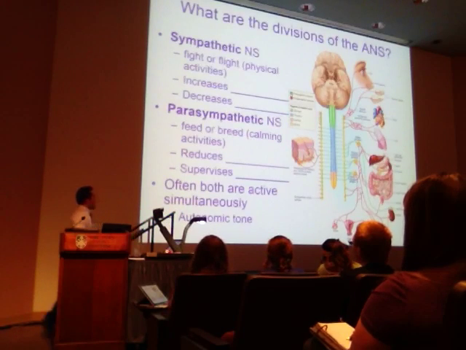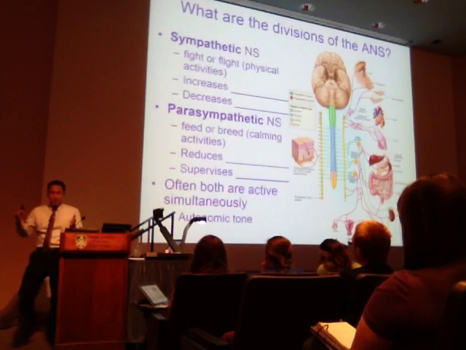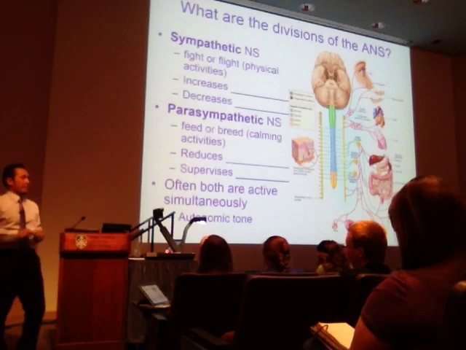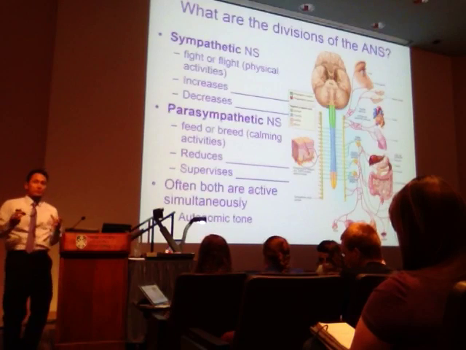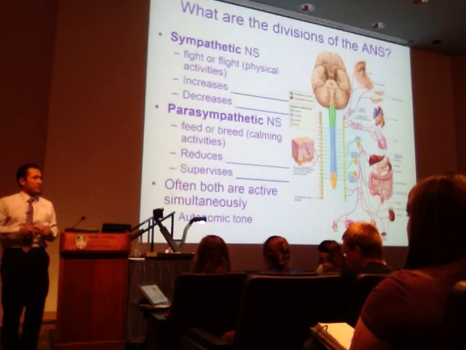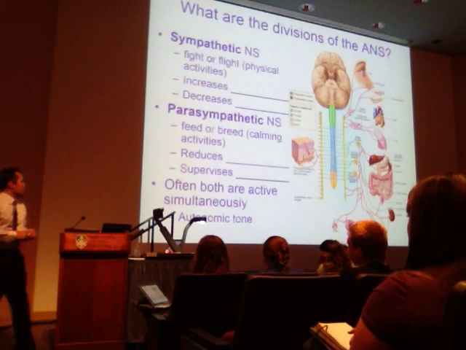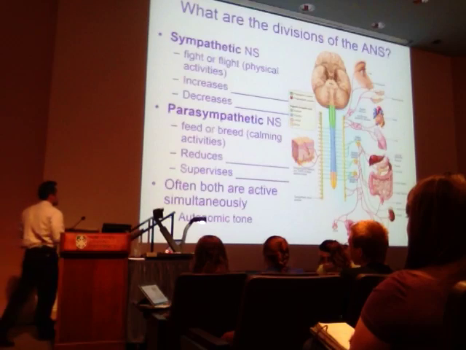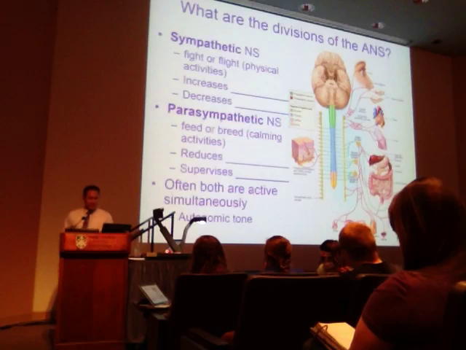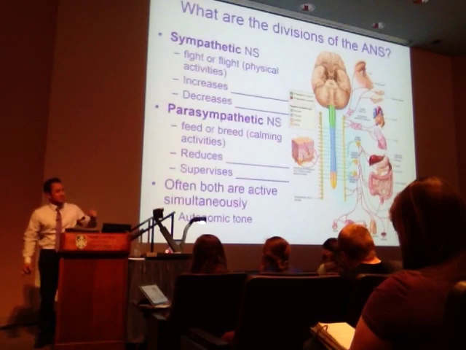Both of these are active simultaneously. So most of the time we have dual activity happening, and you have both the parasympathetic and the sympathetic innervation taking place. And you have what we call a basal tone or an autonomic tone. Now there are examples that we'll look at today of organs that only have single innervation.